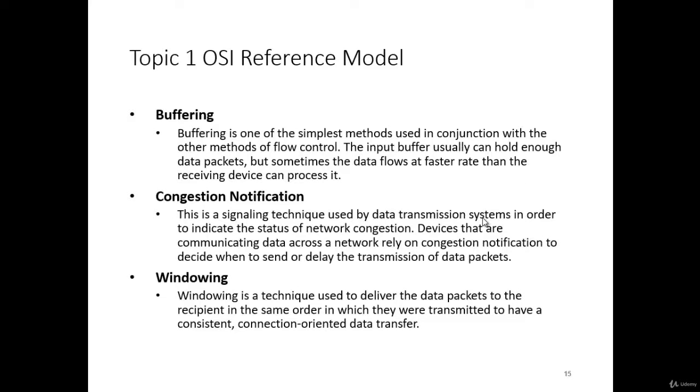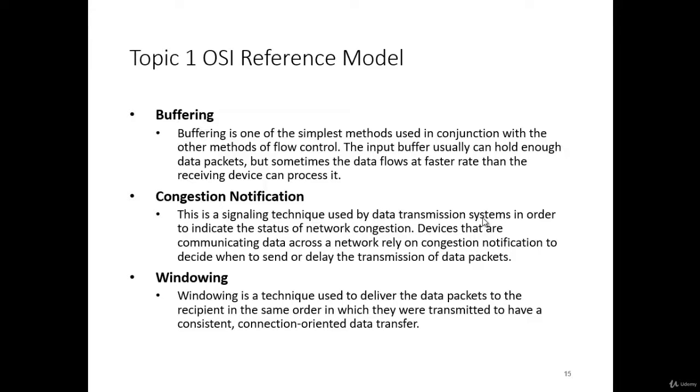Buffering. Buffering is one of the simplest methods used in conjunction with the other methods of flow control. The input buffer usually can hold enough data packets, but sometimes the data flows at a faster rate than the receiving device can process it. Congestion notification.